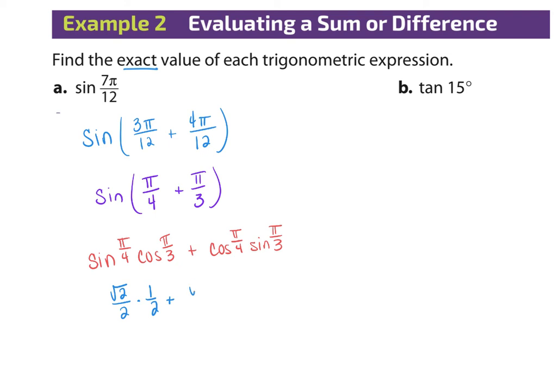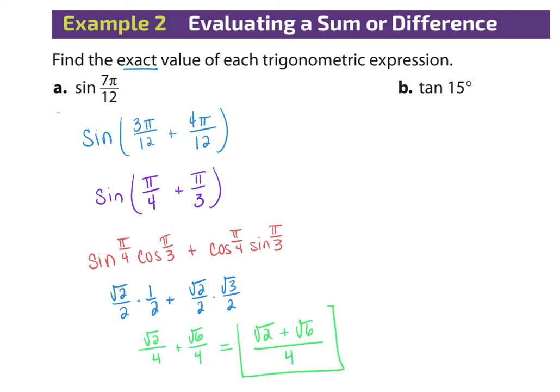Cosine of pi over 4. Yep, and sine of pi over 3. All right. And then I'm just going to simplify it. Square root of 2 times 1 is just square root of 2. 2 times 2 is 4. Square root of 2, square root of 3 is square root of 6. 4, because I have a common denominator, I can actually write it as 1.